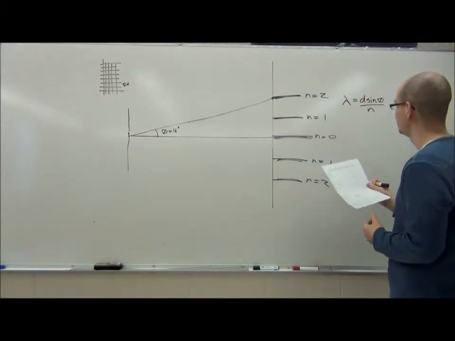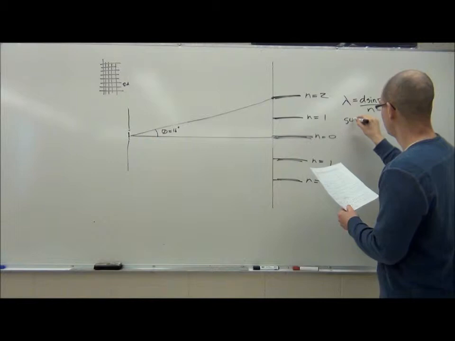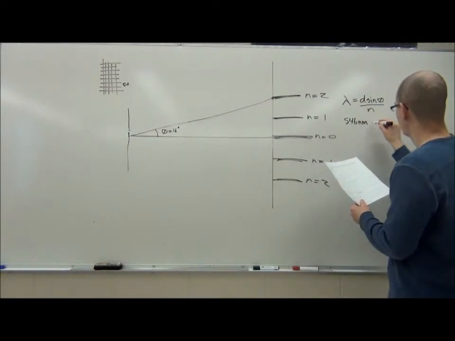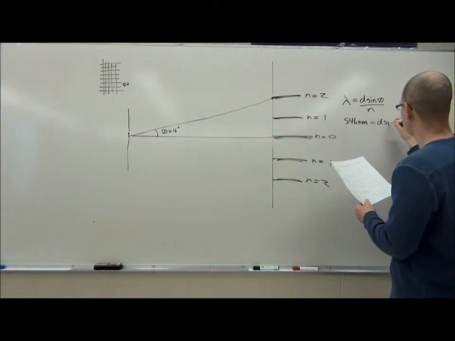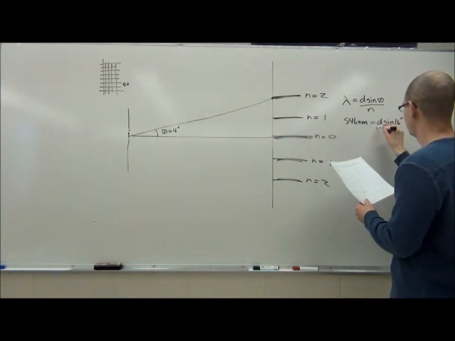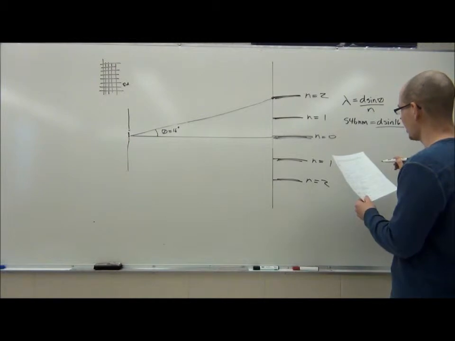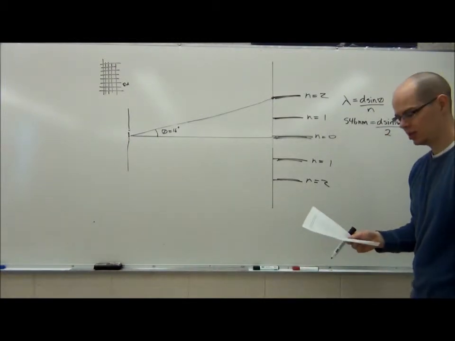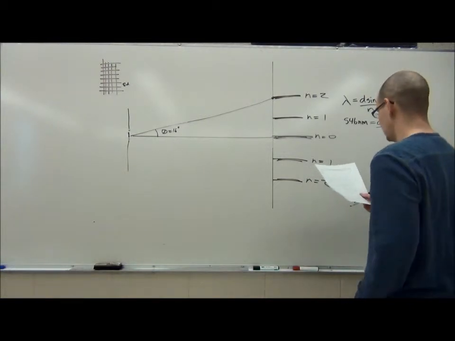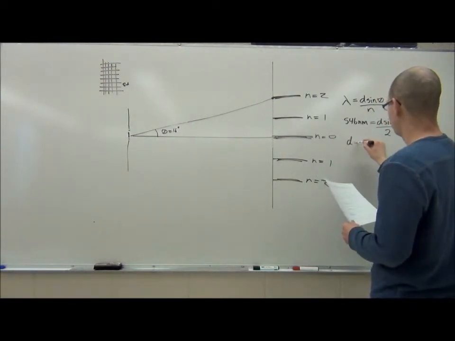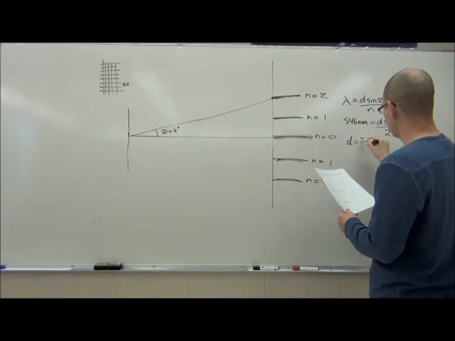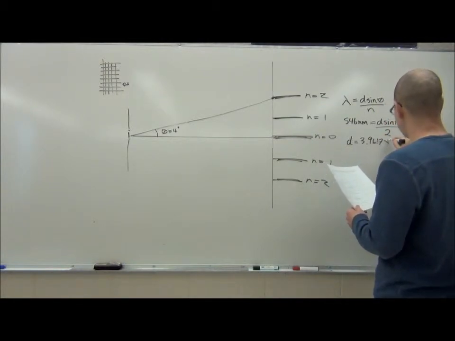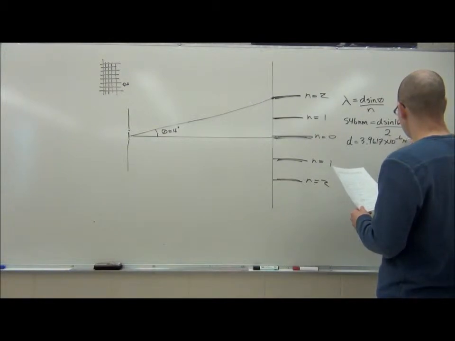I'm looking for d. So if I plug in what I know, the wavelength of the light is 546 nanometers. I'm looking for d, and I know the angle is 16 degrees. In the bottom, n is 2. This is just the formula, it's on your formula sheet. Then from here, I'm going to solve for d. D comes out to 3.9617 times 10 to the negative 6 meters.